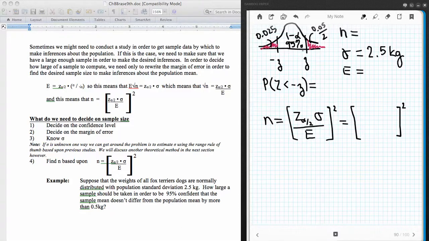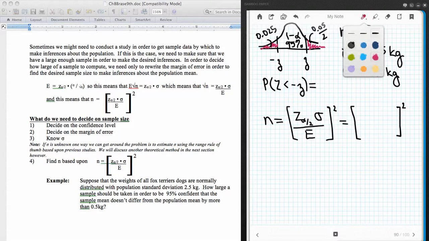And then what the next thing says is so that the mean doesn't differ from the population mean by more than a half a kilogram. That is telling me about my margin of error. So how much I want it to differ from the mean is a half a kilogram. So I'm searching for the sample size.